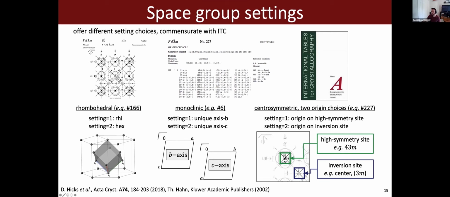And the other setting choice that you can play with is for centrosymmetric space groups. So there are essentially 2 origin choices. You can center your origin on maybe a high symmetry site. So for example, for space group 227, you would center on this site in the crystal here, or you can center on the inversion site, which is located here. So you can see they have different site symmetries, and you can toggle between where you want your origin to be.